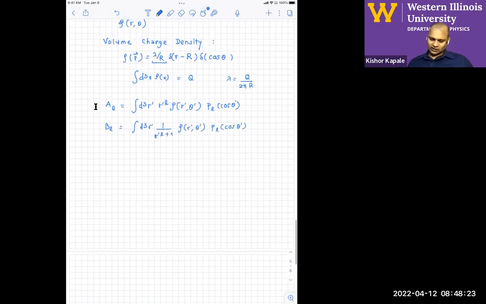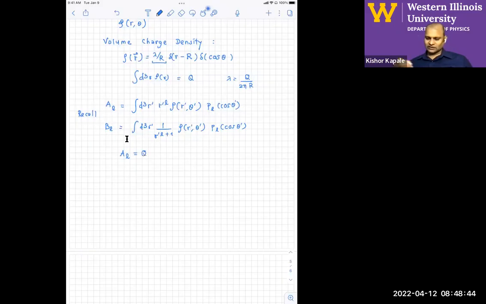Okay, so that's just recollecting what is happening, and you can substitute the values in there for the ρ, which now you can see it's a delta of cos θ and a delta of r minus R. That makes those integrals very, very easy to do. And so you're going to get A_L. I'm not doing the integrals for you. I will just try to give you the answer.